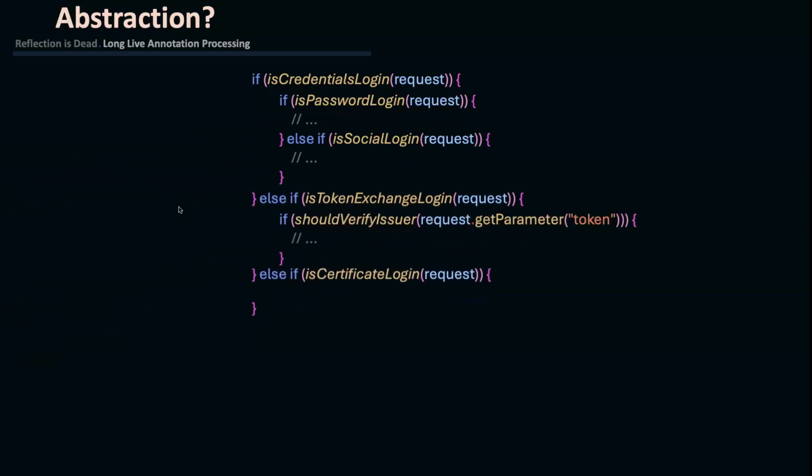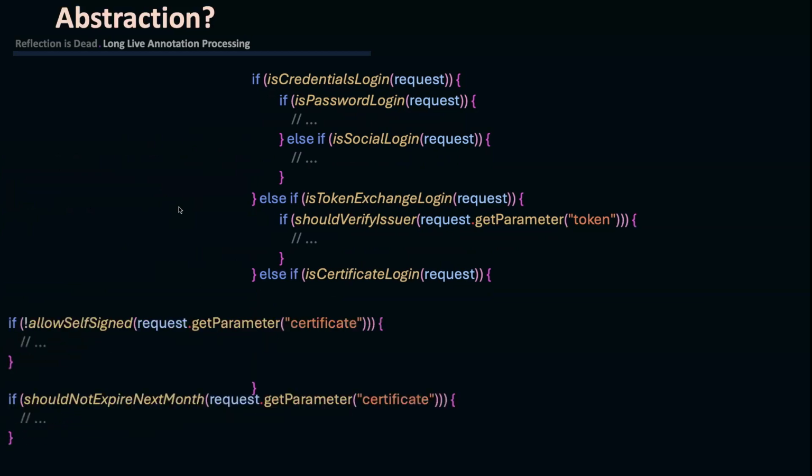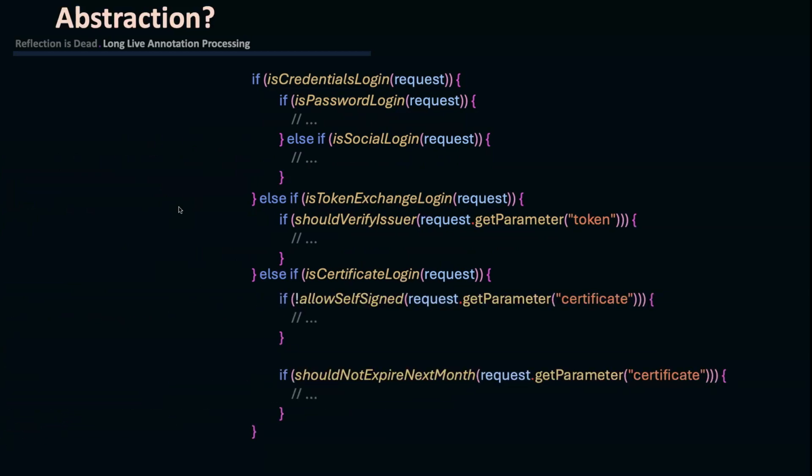The same can happen for token exchange login, because maybe you can have some steps inside it, like should we verify the issuer, should we not? For the certificate login, it can be the same. We may have some steps after we know that it's a certificate login, whether we need to allow self-signed certificates or whether we need to allow certificates that are expiring in the next 1 month.